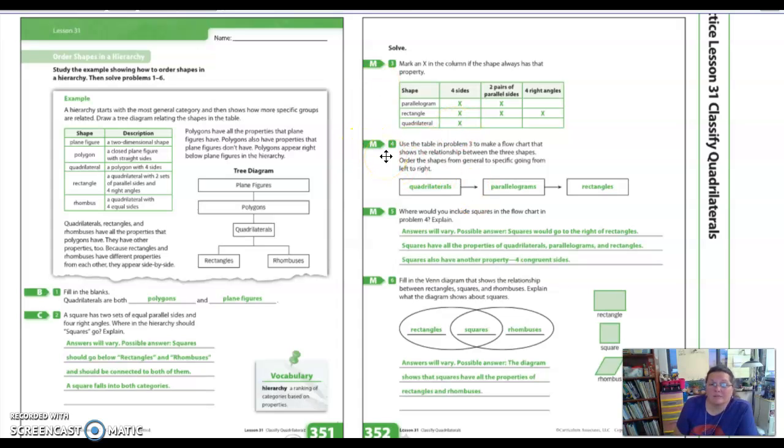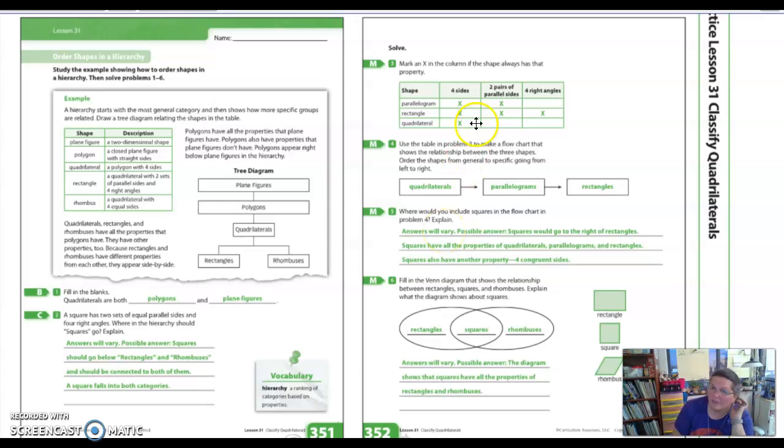Number 4. Use the table in problem 3 to make a flow chart. Remember, this is where we go from most general to most specific. As we go from the left of the flow chart, moving right, we get more specific. So we have quadrilaterals, because see, it only has one property. We have parallelograms, which only has 2 properties. And then we have rectangles, which has to have all 3 properties to be a rectangle.